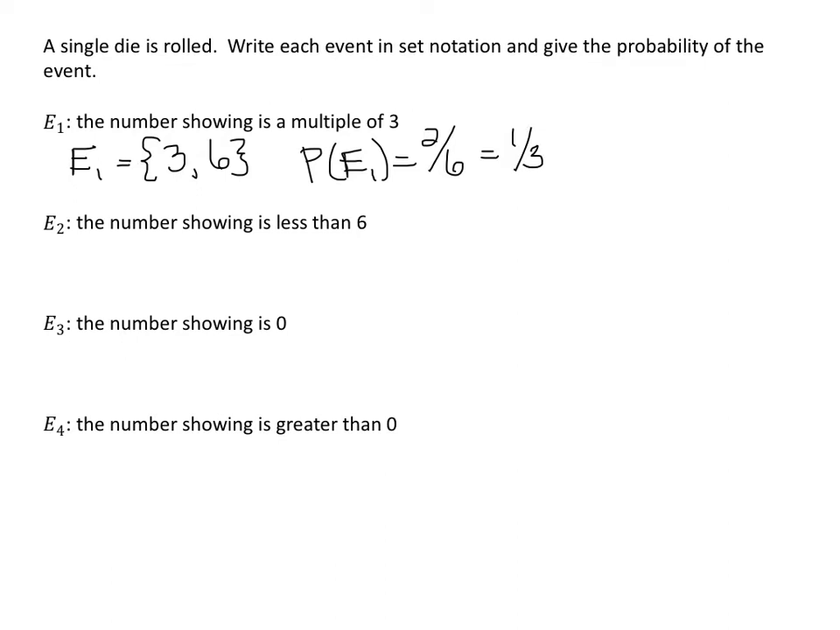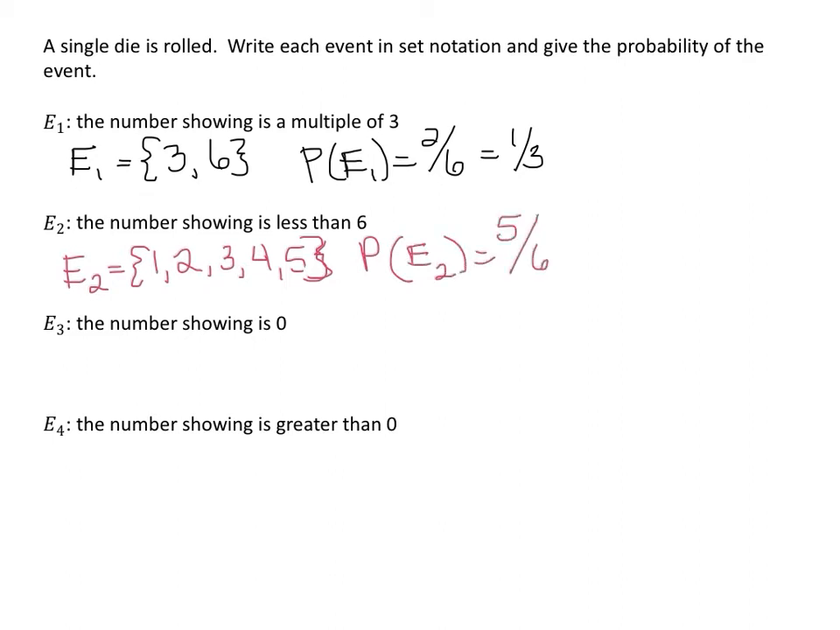will be 2 out of 6 total options, which we always reduce to 1/3. Event 2, the number showing is less than 6. Okay, well again, we can write that in set notation. Our possibilities are 1, 2, 3, 4, 5, and that's it. So then what's the probability of event 2 happening? Well, it's 5 out of 6 total possibilities.